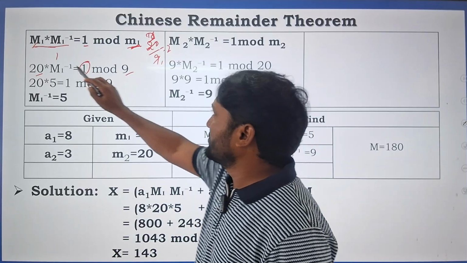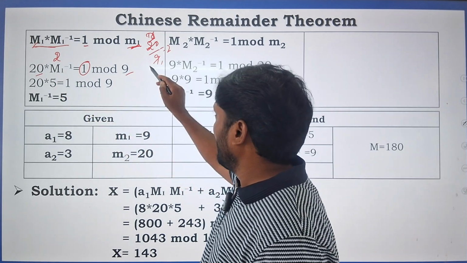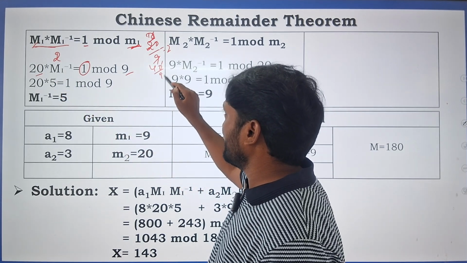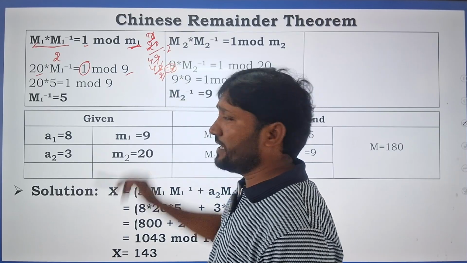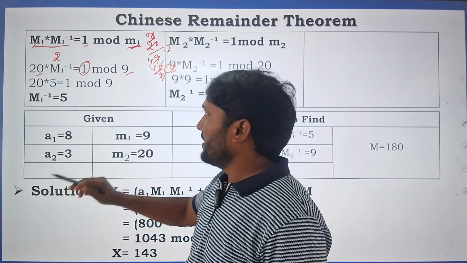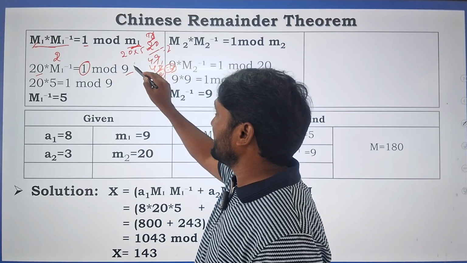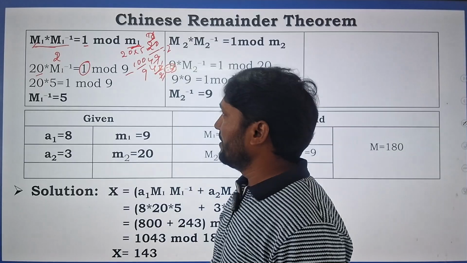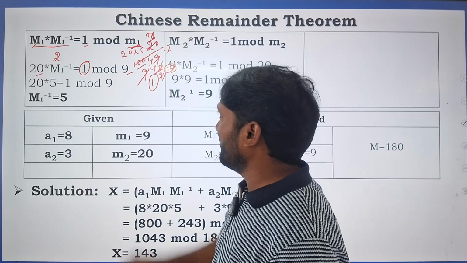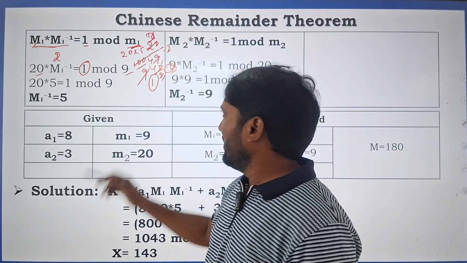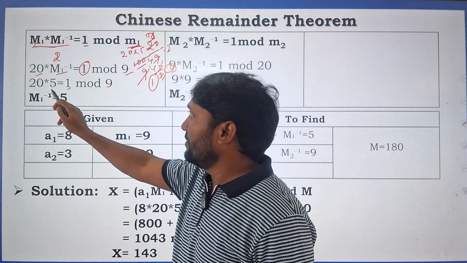So that's why now substitute 2 here. 20 twos are 40. So 40 divided by 9: 9 fours are 36, remainder 4. So just like that, it is not equal to 1, and so on. Substitute 5. 20 fives are 100. 100 divided by 9, we get 9 elevens are 99, and the remainder is 1. So we will get 1. So now the M1 inverse value becomes 5.